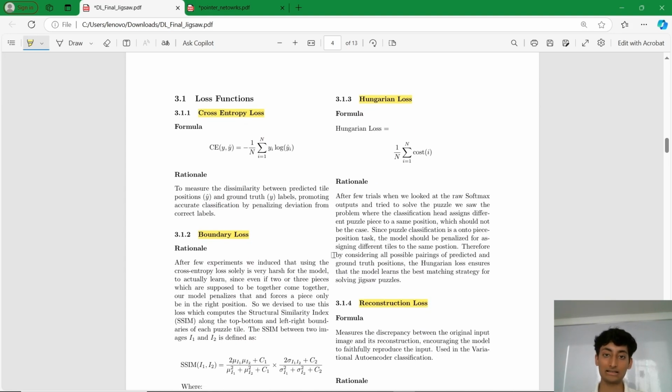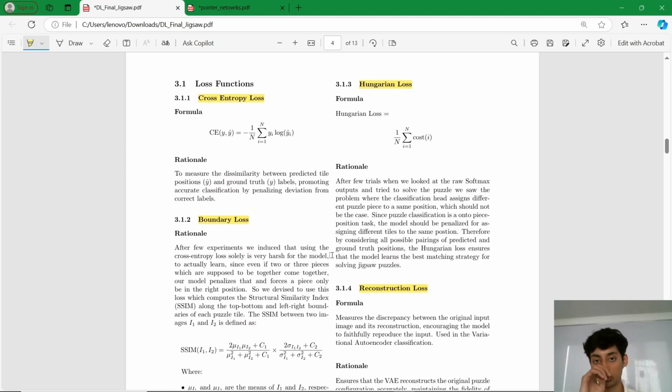So let's get into some loss functions before we get into the dataset details and the actual model part. First is the cross entropy loss, our most favorite, or the daily loss in any classification problem. It measures the dissimilarity between the predicted tile position y cap and the ground truth y labels, promoting accurate classification by penalizing deviation from the correct label. So this is our normal cross entropy loss.